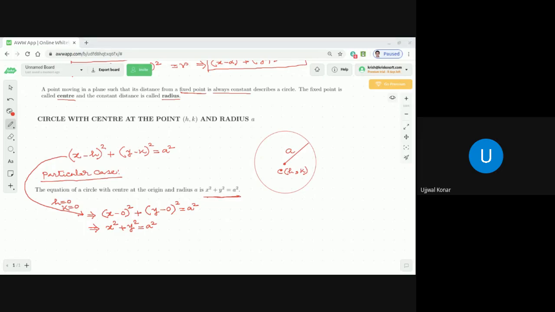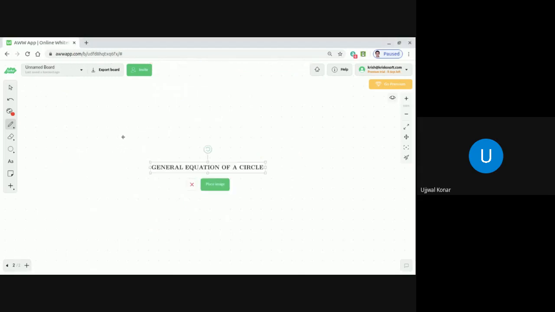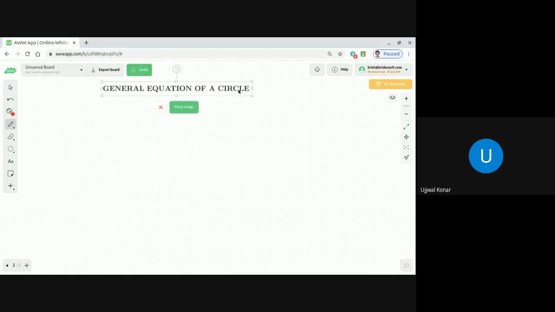Now, the next point we are going to discuss is the general equation of a circle, which is very important, dear students. To understand the general equation of a circle, let's first see the equation of a circle with center at alpha comma beta and having radius r. So let me take it to the next page, and you will spend some time understanding different cases. We know by this time what this equation is.